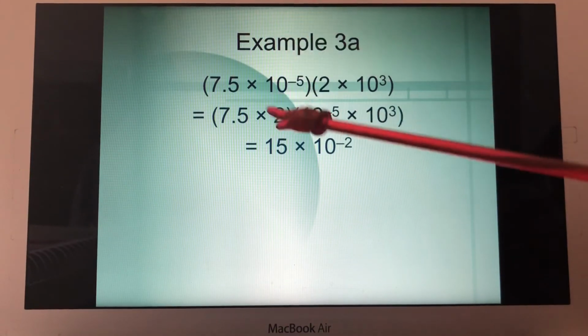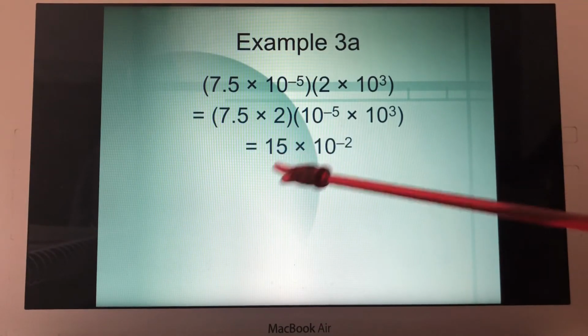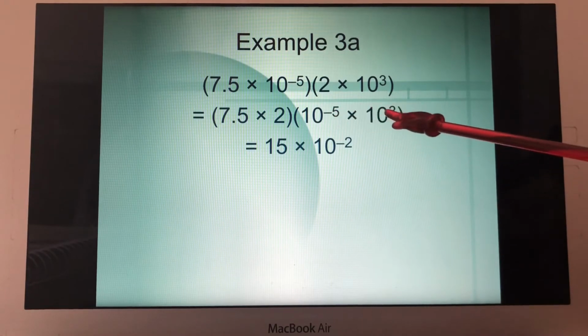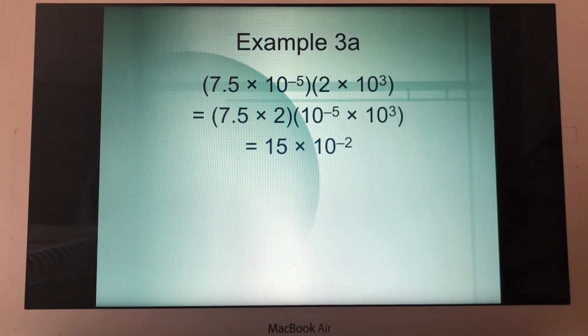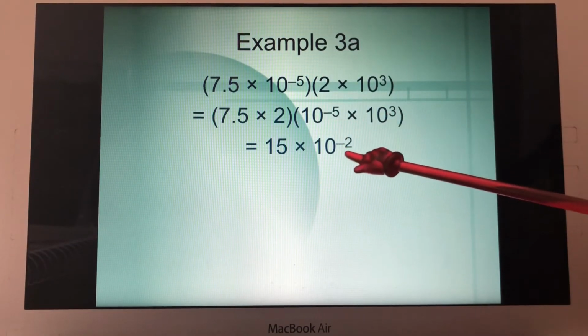Now we have 15, okay, because 7.5 times 2 is 15. And then here we simplify 10 to the negative 5th power times 10 to the 3rd gives us 10 to the negative 2 power. Negative 5 plus 3 gives us negative 2.